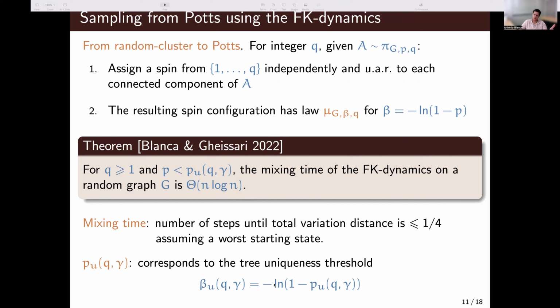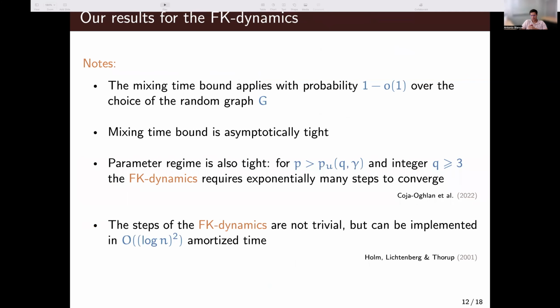In particular, we have the relationship between the uniqueness for Potts and the uniqueness for random cluster. Yeah. So some notes on this result. Again, they hold with high probability over the choice of random graph. As I mentioned, the bound is tight. We actually also prove a lower bound. The parameter regime is actually tight.